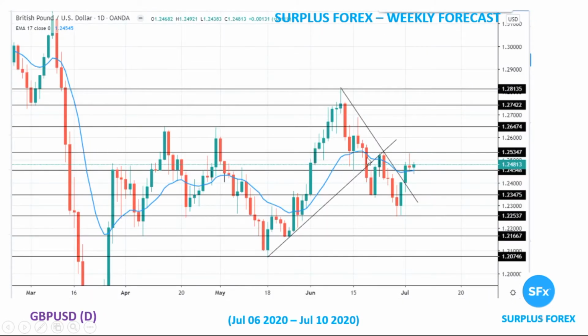Same thing on GBP USD. As you see, GBP USD is currently sitting at 124.81, above the EMA 17 and above the downtrend line, but as my bias on the USD index is bullish, I believe GBP USD will fall from here. It might touch 126 and might fall from there. But we are open both ways in all the pairs.